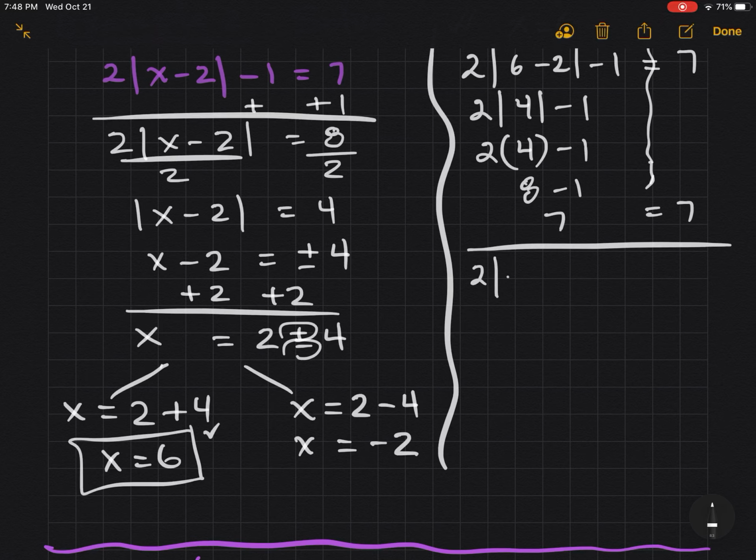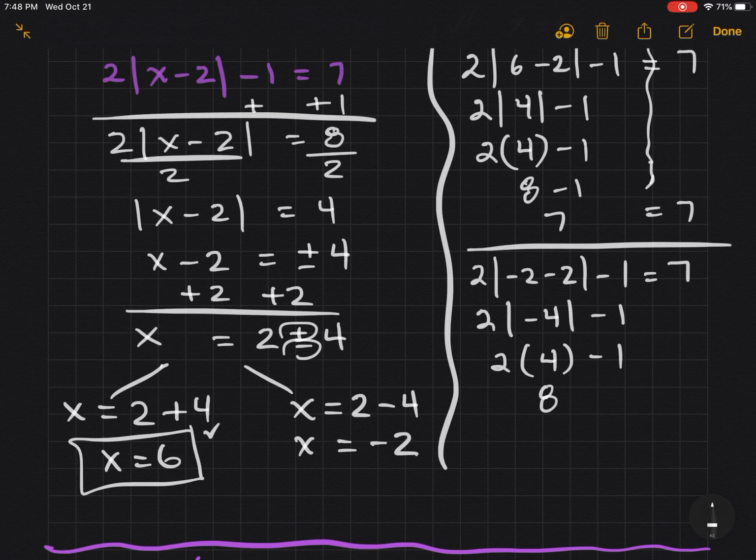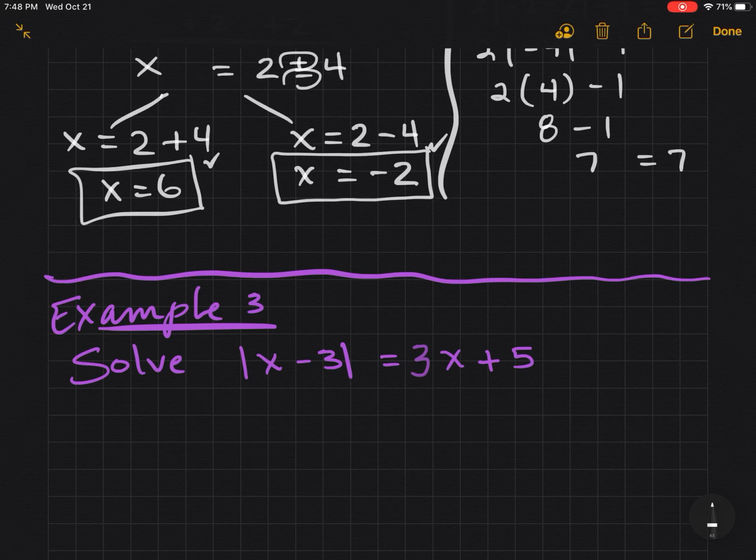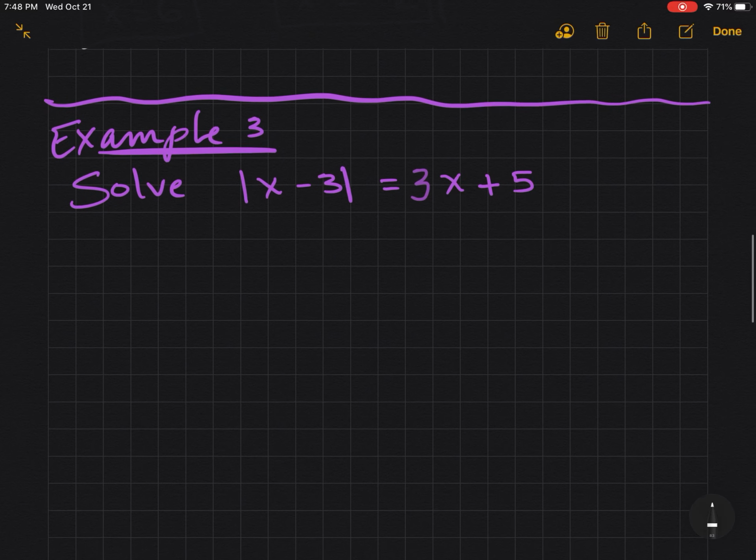So if I plug negative 2 in place of x, in place of all the x's, let's see if it's going to work. I get the absolute value of negative 4, which is just positive 4. Remember, the bars will always make it positive. So I get 8 minus 1 is 7. Now soon, we're going to see weird stuff happens when we have variables in the bars. We're going to see that. So both of those solutions checked out and worked just fine.